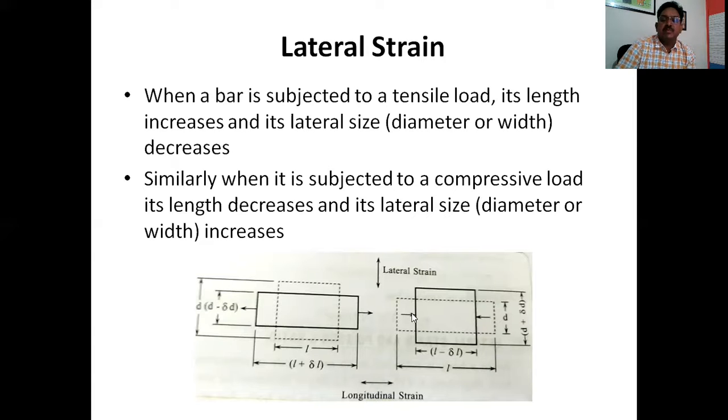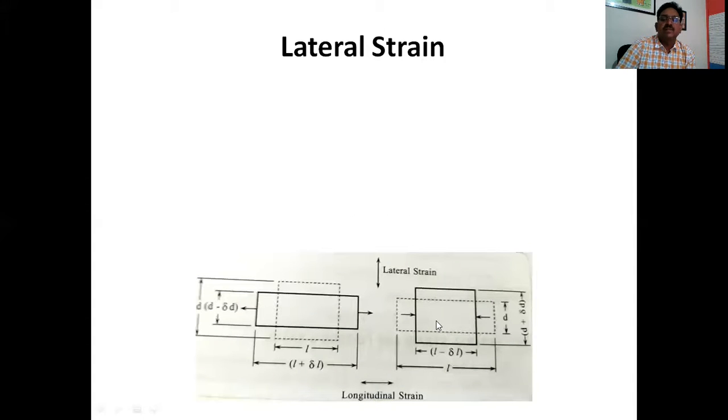Here if we say compressive stress, its length decreased and the lateral one increases. So when the tensile load is there, length increases and its lateral dimension decreases. For a compressive load, its length decreases and lateral diameter increases. This is what we have.